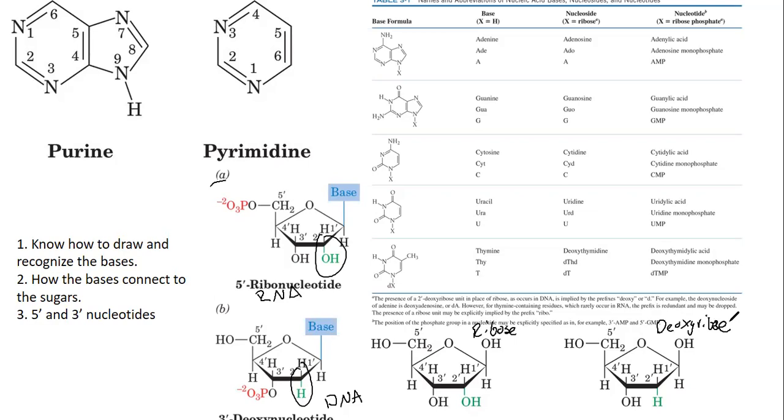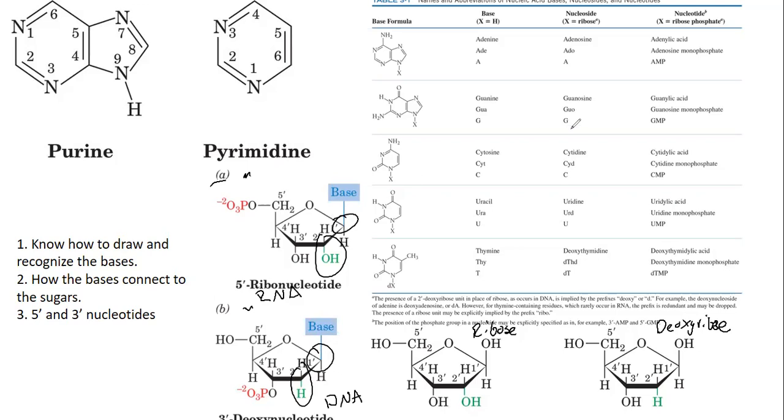So the bottom right pictures are showing you what the sugars look like if there's no base attached. The A and B pictures are showing you what it looks like when the base attaches. So the only difference is that your base attaches to the 1' sugar carbon. So that's where your base goes.